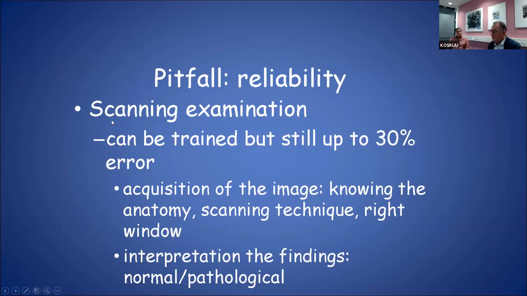Scanning examination, you can train, you can train again, but still there is 30% error when you make ultrasound. When two people are making ultrasound, there's always error. So it's not easy. We have a two-dimensional image, but there are still problems of getting the same results. Acquisition of the image, you have to know the anatomy and technique. You have to use the right window. Don't compress with your transducer too much. You don't see Doppler in that case.